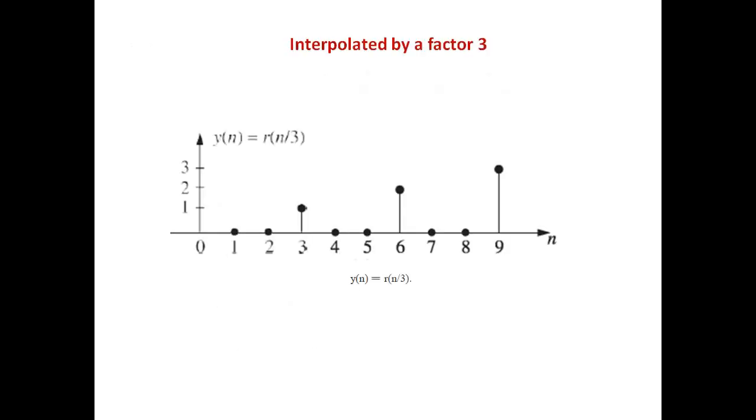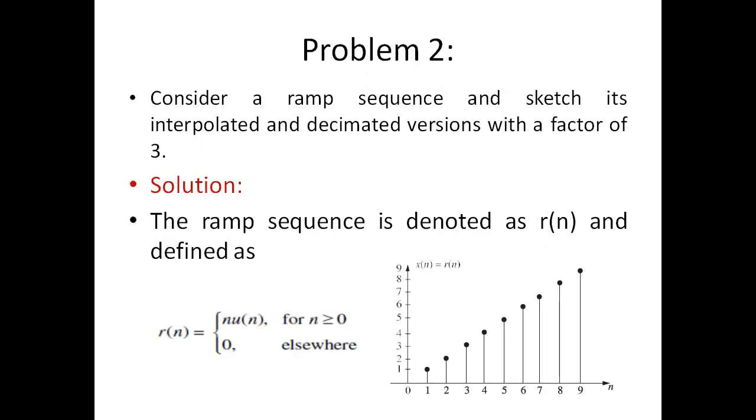Similarly, when we plot the interpolation factor 3, at samples 0, 3, 6 and 9 the signal values will be retained, whereas for the subsequent samples before the third sample, sample number 2 and sample number 1, they will be made logic 0, and this similar fashion continues at regular intervals of 3. This is shown in the PPT as a pictorial representation for both decimation as well as interpolation.